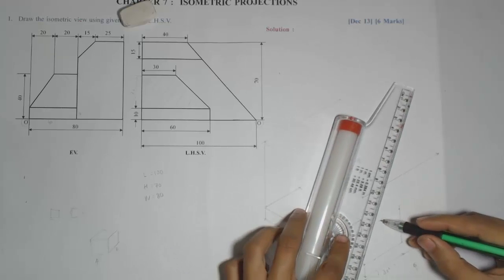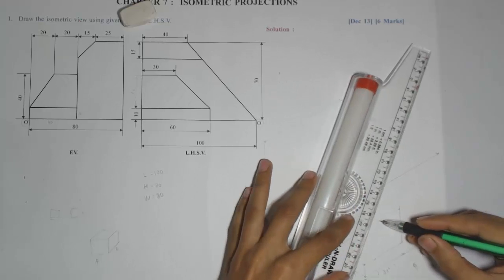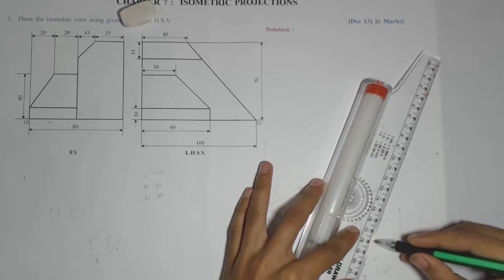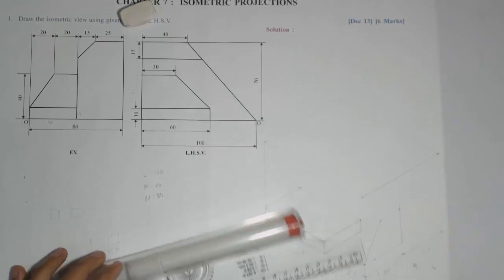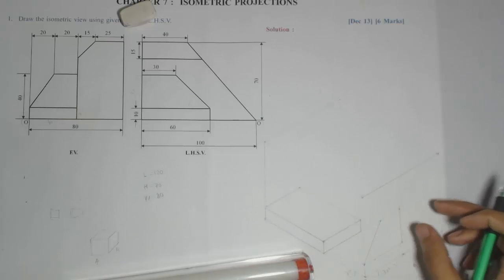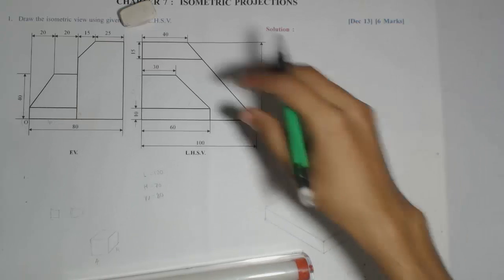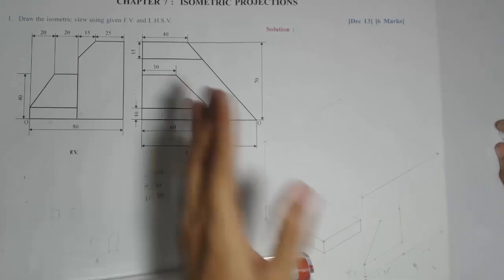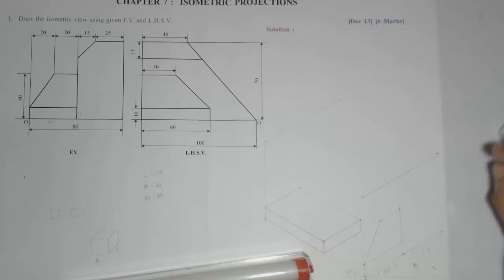Now I'll join this point to this point, to get this particular part on the front view plane, which is the right plane. So we are just tilting that plane on an inclined plane by taking the dimensions.